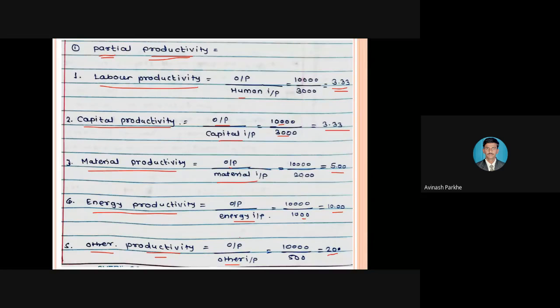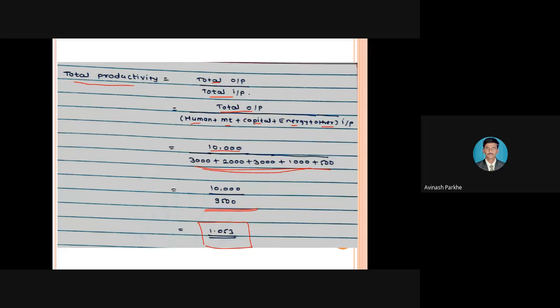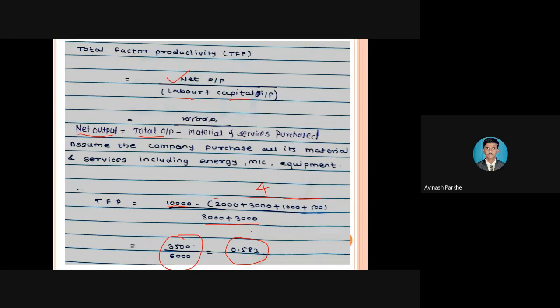If I have to check the output of any company, if I have to check the efficiency of any company, at that time which parameter am I checking? I am measuring their productivity. Out of that, first one I can measure is partial productivity, then total productivity, and third one I can measure is the total factor productivity.